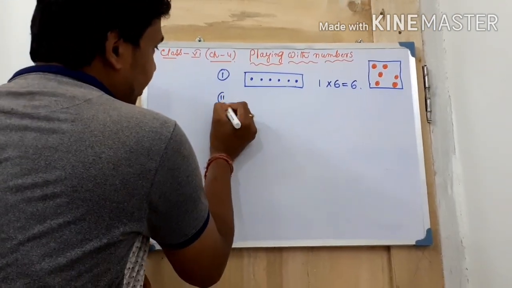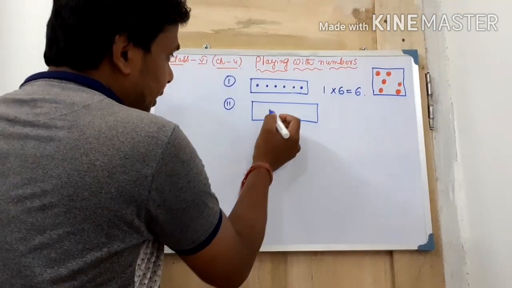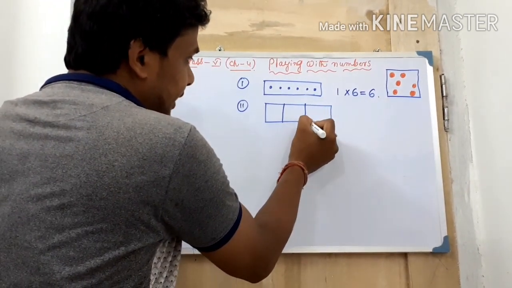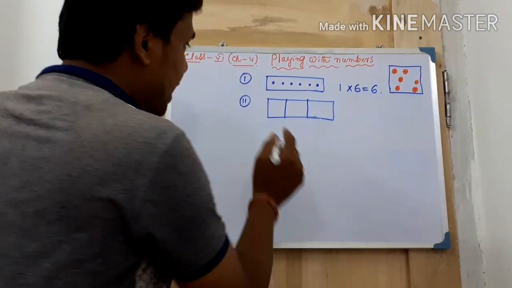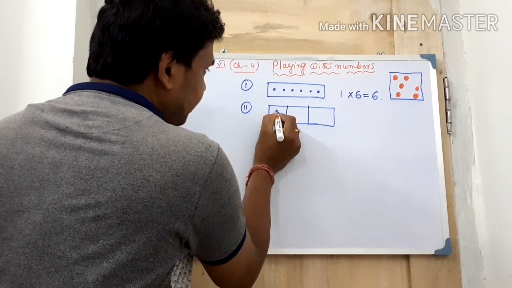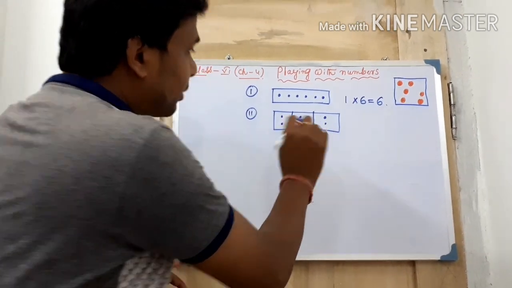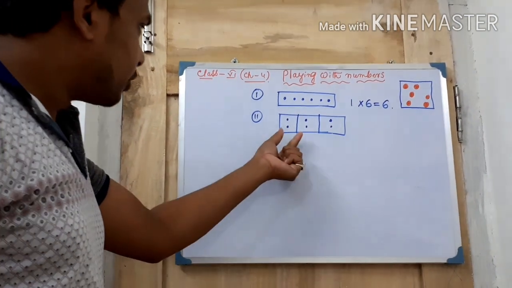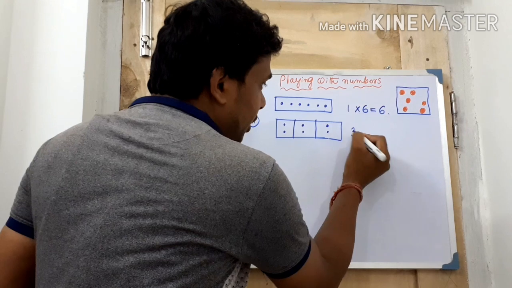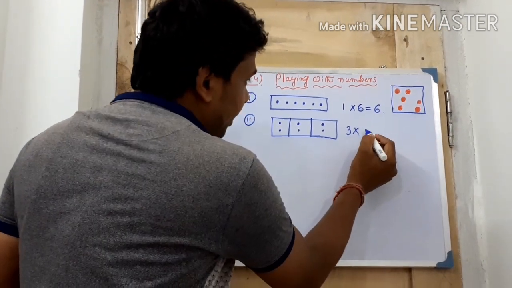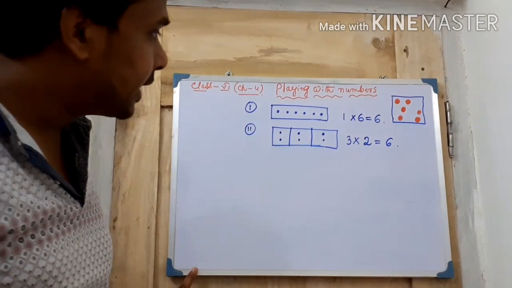Second one, in this one maybe you have done it in this way, that I have made 3 different rows. 1, 2, 3 different rows I have made here, and in each row 2 marbles are kept. So in this case the number of rows is 3 and the number of marbles is 2. So again we are getting the value 6 here.